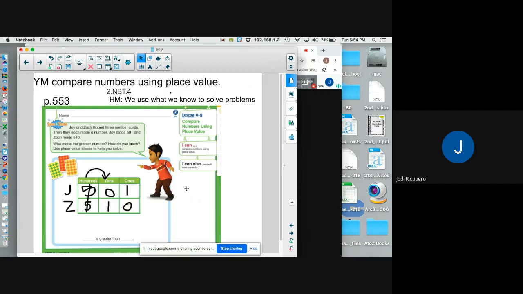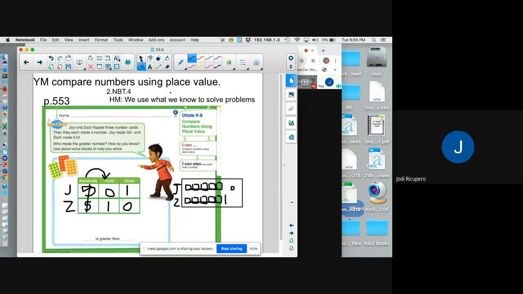We can also show this with quick pictures. So here, both Joy and Zach have 500s. And then Joy has 0 tens, but Zach has 1 ten. And 1 ten is greater than 0.